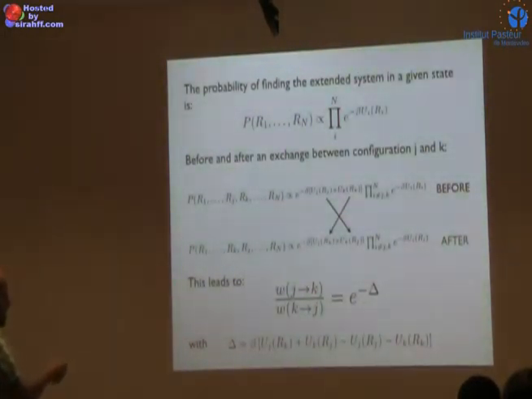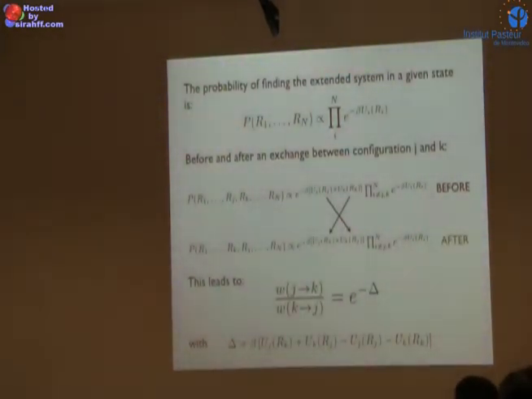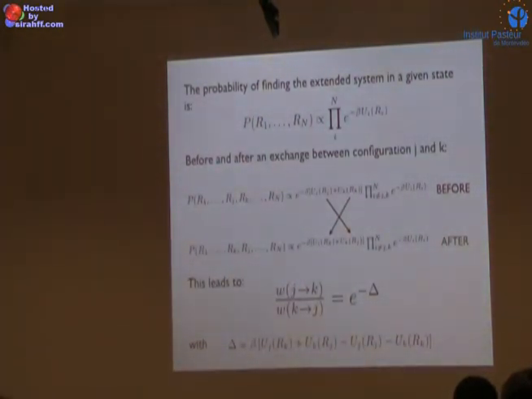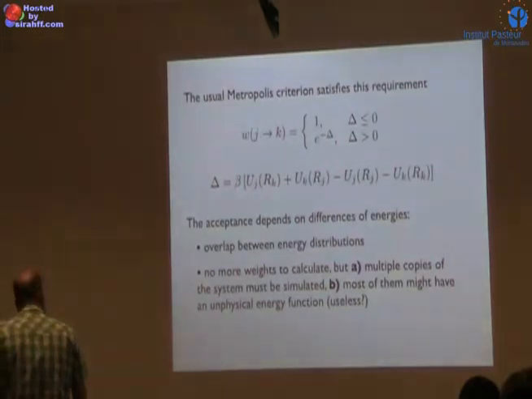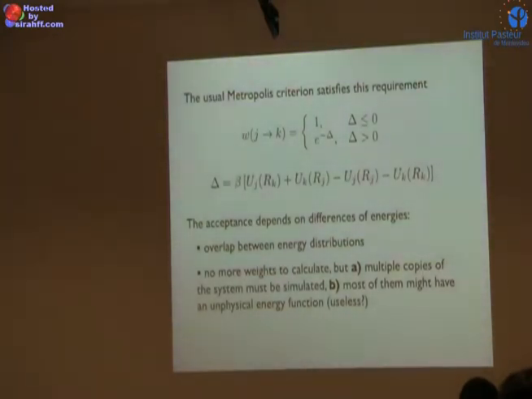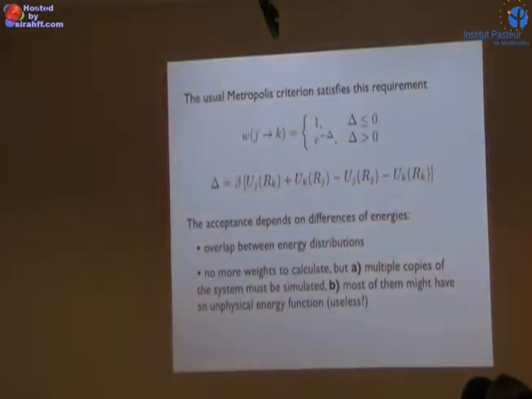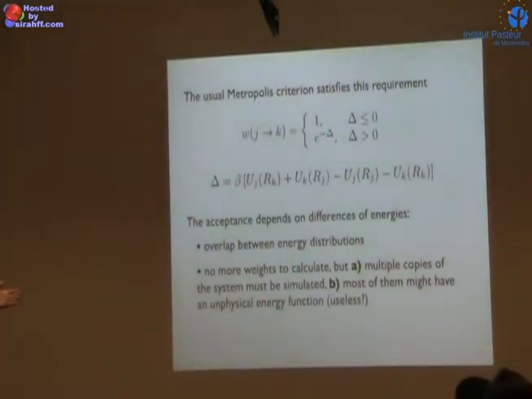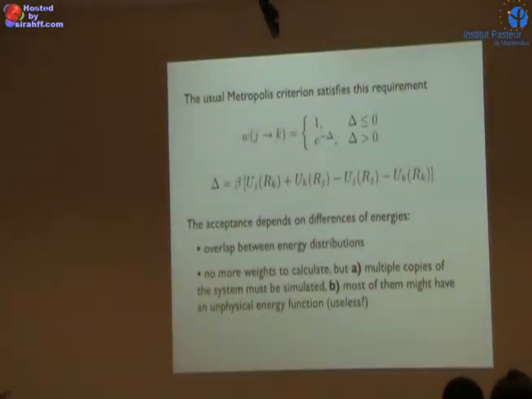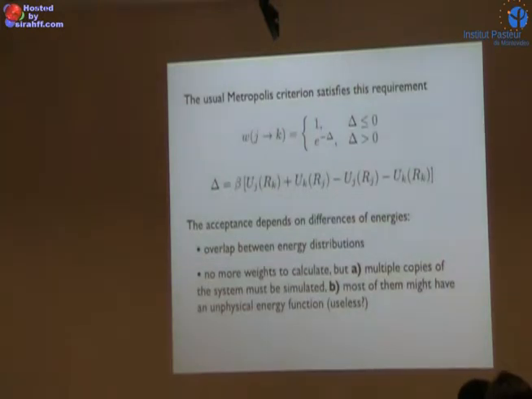So this is again a requirement for the transition probability that is sufficient to guarantee reaching an equilibrium distribution. If you accept or reject the exchange with the usual Metropolis criterion, with delta defined as in the previous slide, you meet the criteria in the previous slide. So it is sufficient that you run your simulations completely independently. After a certain step, you say, okay, let's try this exchange. You calculate this quantity. You accept or reject based on this probability. That's it.